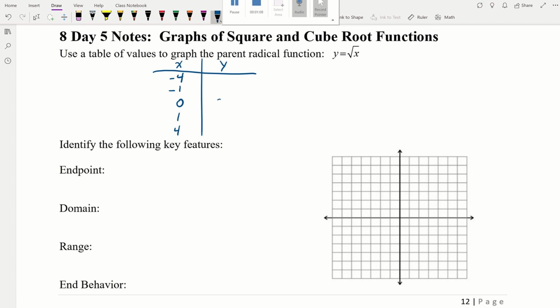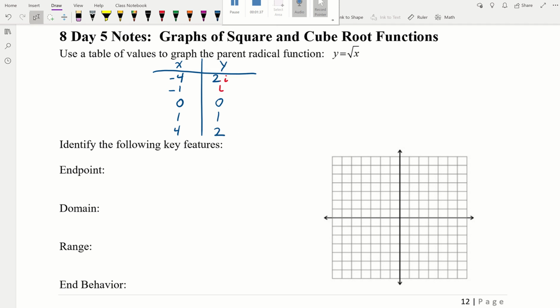The square root of 0 is 0, so we can put a 0 there. Square root of 1 is 1, so we put a 1 there. Square root of 4 is 2. Now, when we look at the negative numbers, if we do the square root of -1, we end up with i. If we do the square root of -4, we're going to end up with 2i.